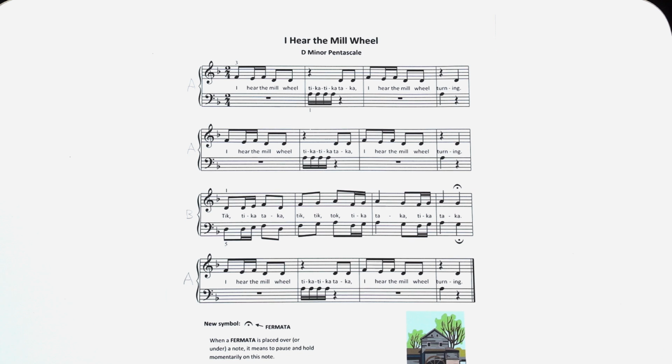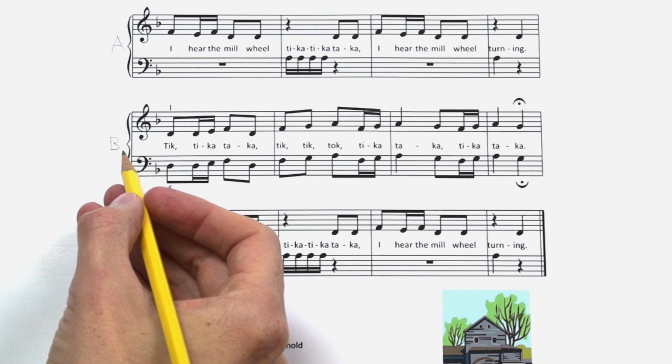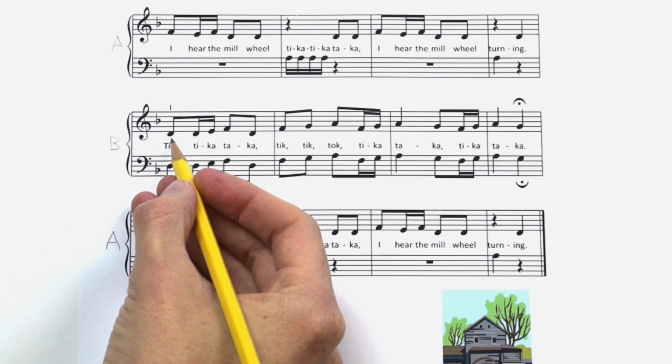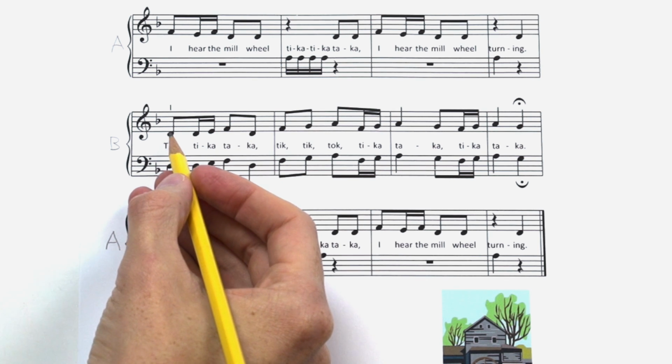Today we're learning the next section of I Hear the Mill Wheel. So let's come and take a look at the sheet music. All right, let's check out line 3 of I Hear the Mill Wheel, which I would call the B section of the song. Okay, can you tell me the steps, skips, and repeats for these first 5 notes? Ready, go.